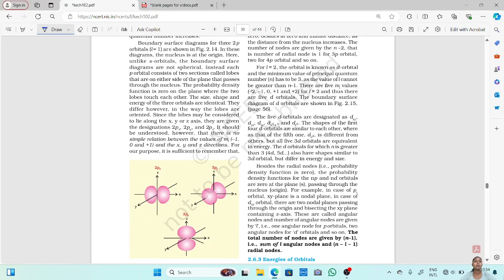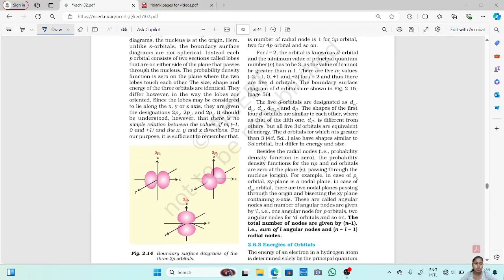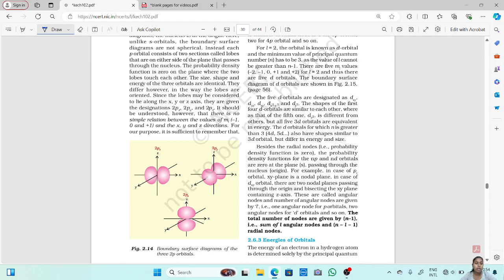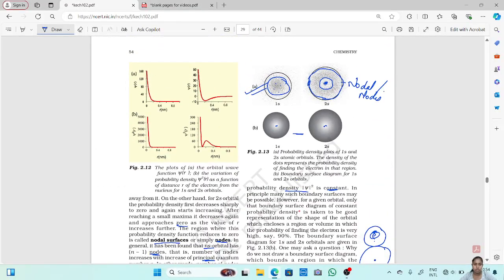The boundary surface diagram for the three 2p orbitals is shown here. So now these are for p orbitals, while those are for s orbitals, which I showed you.